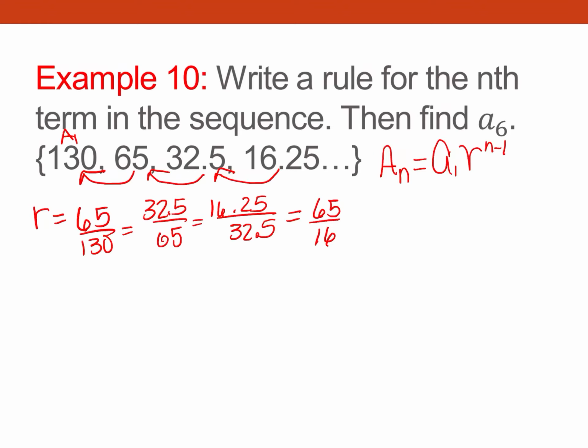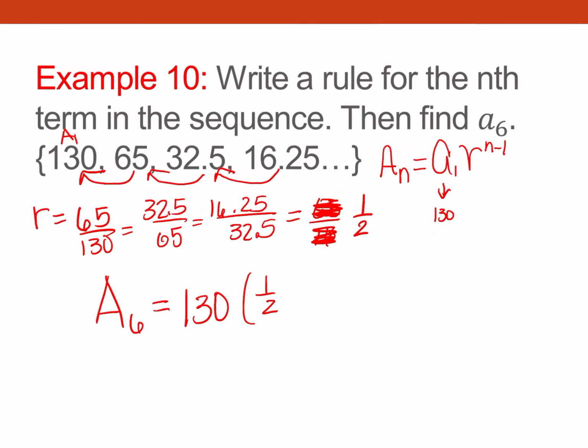So we'll get that our common ratio is, I'm sorry, I can't even, typo. I'm racing ahead. Okay, we found that that is 1/2. Okay, so to find a of 6, we plug in our knowns. So this, we said, was 130. Okay, so we have 130. Our common ratio is 1/2.